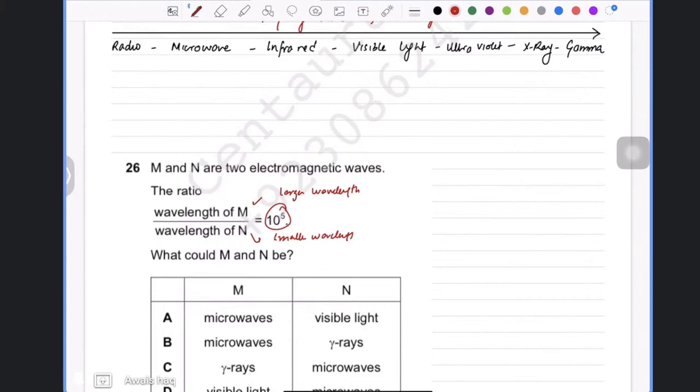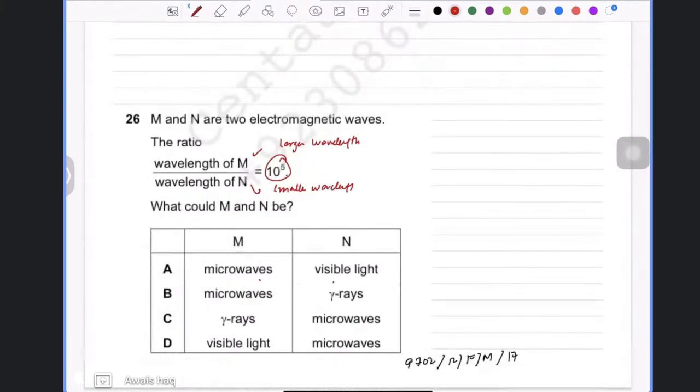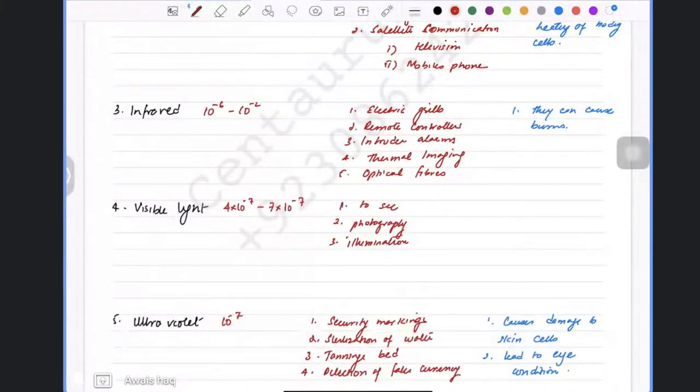So now let's check the answer. Between microwaves and visible light, if you notice, they do not have much of a difference, because even if we take the average, microwaves are 10 raised to minus 2 and visible light is 10 raised to minus 7. Yeah, it could be visible light. Did I write the wavelength of visible light? Oh, I did not write it. That's not fair. It's 4 into 10 raised to minus 7 to 7 into 10 raised to minus 7. And for ultraviolet, it's 10 raised to minus 7 to 10 raised to minus 9.